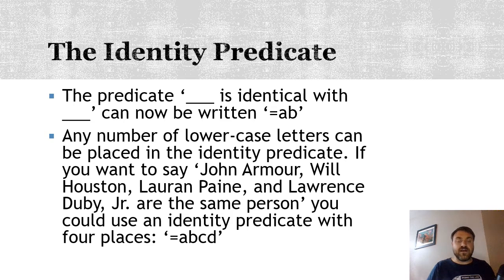And so here's the other thing about the identity predicate. Any number of lowercase letters can be placed in the identity predicate, right? If you want to say John Armour, Will Houston, Lauren Payne, and Lawrence Doobie Jr. are all the same person, which they are. This is Lauren Payne, who adopted dozens of pen names during his career. So again, if you wanted to say all that, you could use an identity predicate with 4 places or more, right? You just say equals A, B, C, D. That means A is identical with B, is identical with C, is identical with D, right? They all are just ways of referring to one and the same individual. So there's the identity predicate.